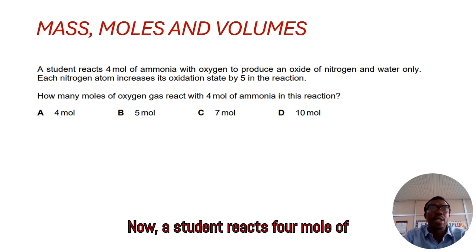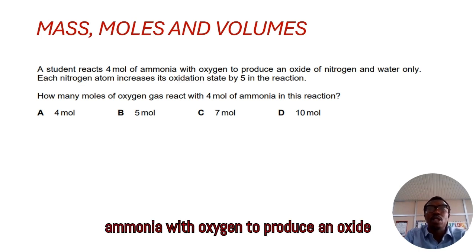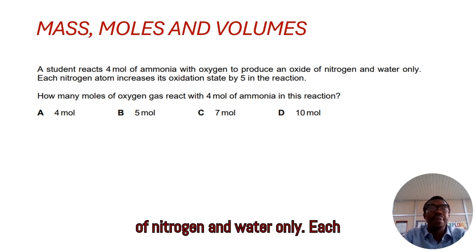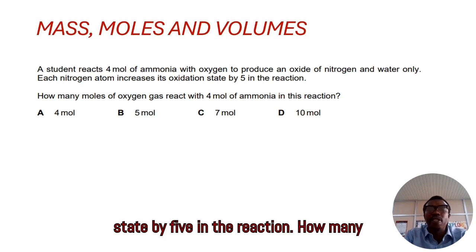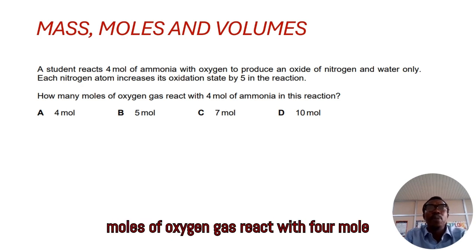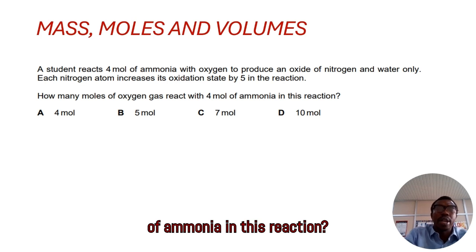Now, a student reacts 4 mole of ammonia with oxygen to produce an oxide of nitrogen and water only. Each nitrogen atom increases its oxidation state by 5 in the reaction. How many moles of oxygen gas react with 4 mole of ammonia in this reaction?